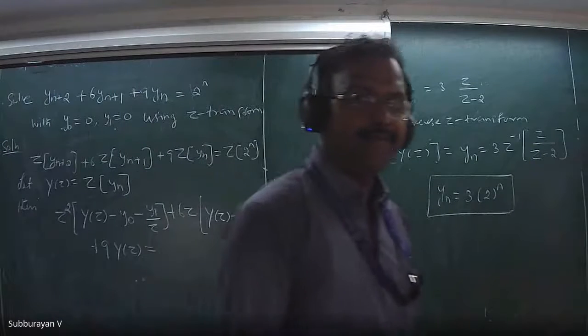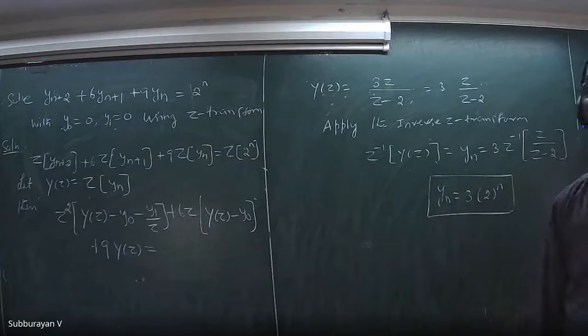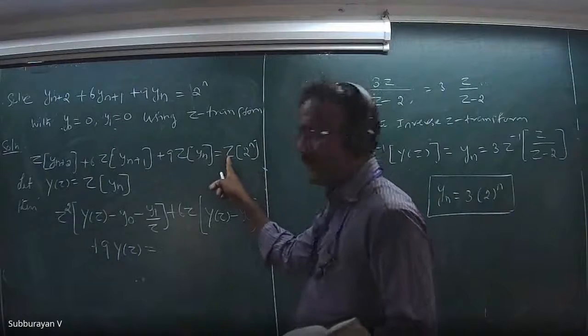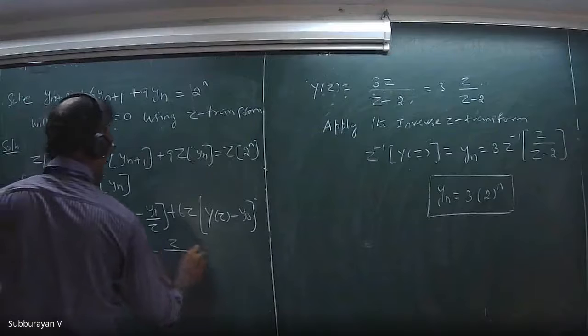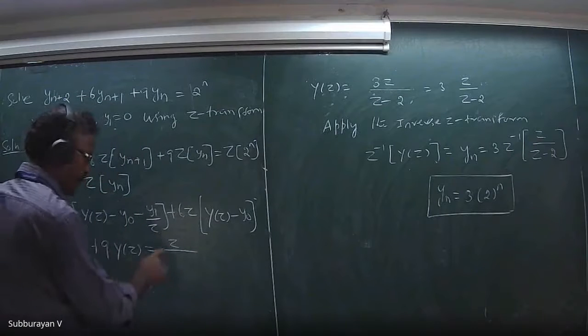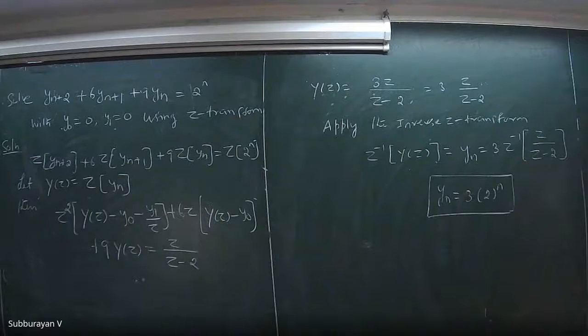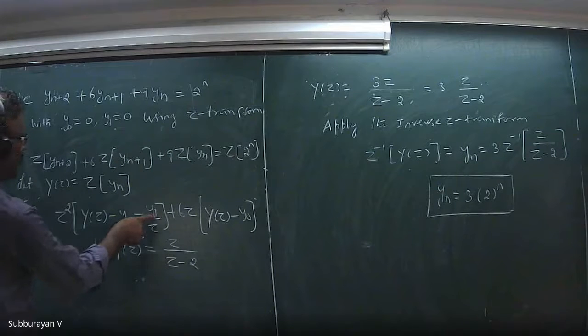What is Z of a power n? So z upon z minus a. Therefore it is of the form Z of a power n. What is the right hand side? Right hand side is z divided by z minus 2, where a is 2. Now you multiply this inside and apply the conditions: y(0) is 0 and y(1) is also 0.